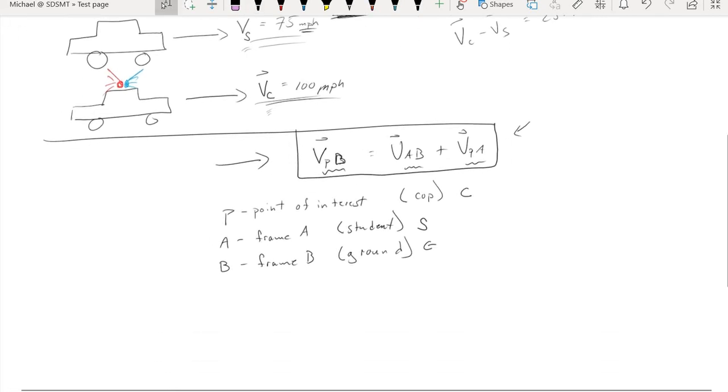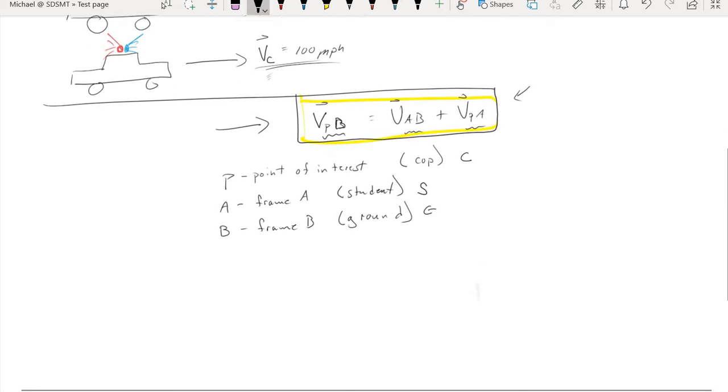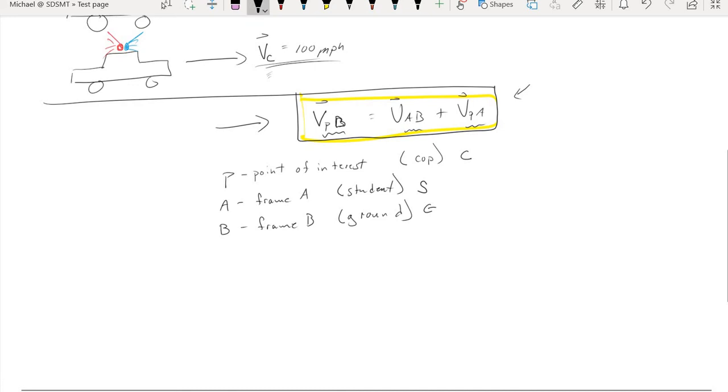So here we go. We're going to take our default relative velocity equation and we're going to rewrite it for the new subscripts. So V sub PB is now going to be V sub CG. V sub AB is now going to be V sub SG plus V sub PA. PA now becomes CS.